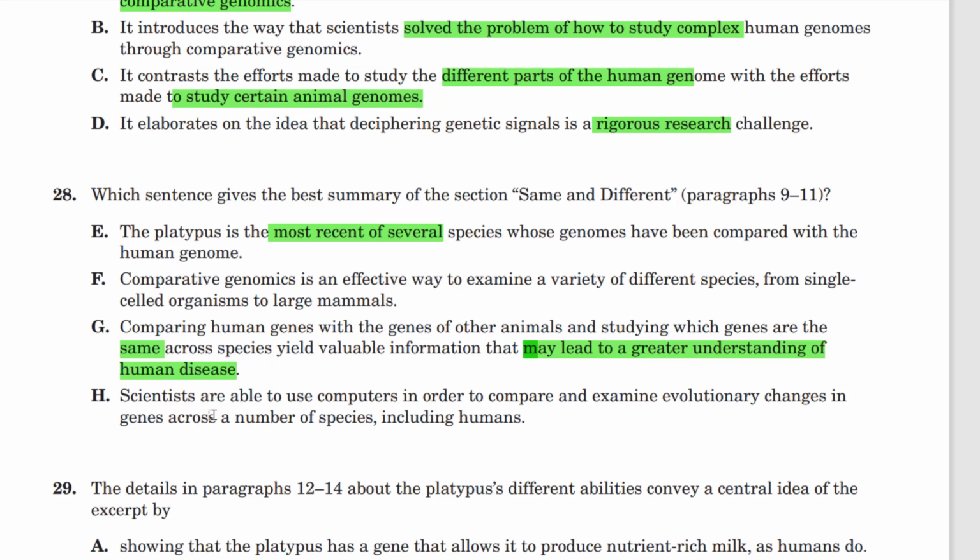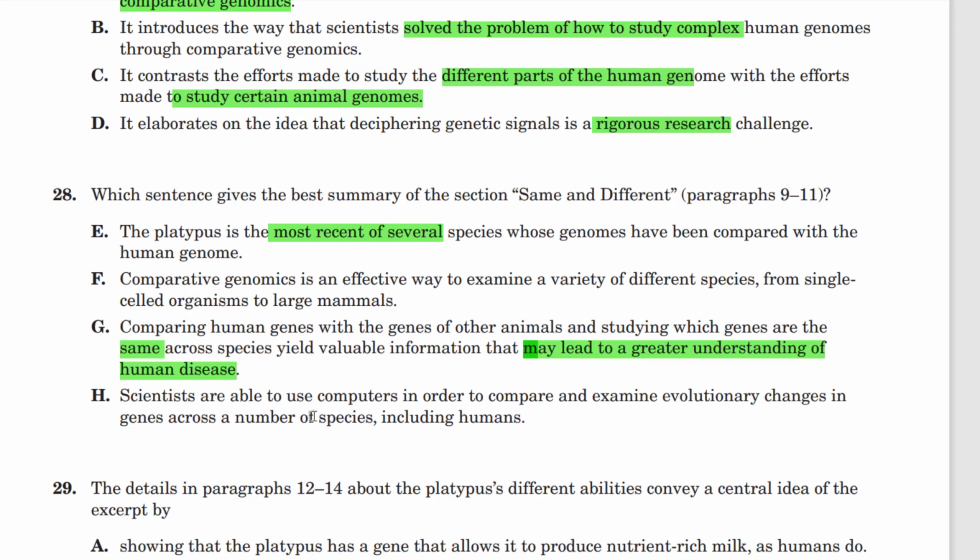Let's check H. Scientists are able to use computers in order to compare and examine evolutionary changes in genes. Okay, I mean, yes, that's true, but that's not the best summary. So again, a best summary must have all the key ideas, without too many details, from beginning to end. So right now, we're considering the answers F and G. How do we compare the two?